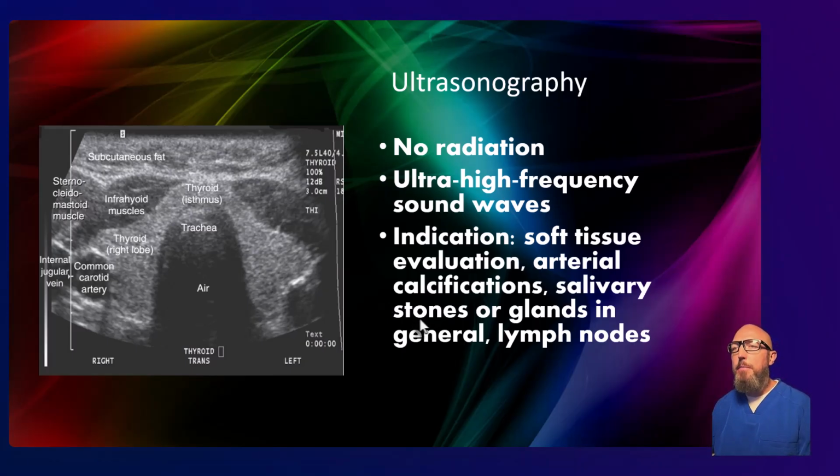So this is something that may be ordered when we see carotid calcifications in a CBCT or in a pano. They can get an ultrasound and look at that artery. They can actually see the blood flow in it, and so they can start to characterize it just with ultrasound before they do further, more advanced imaging.